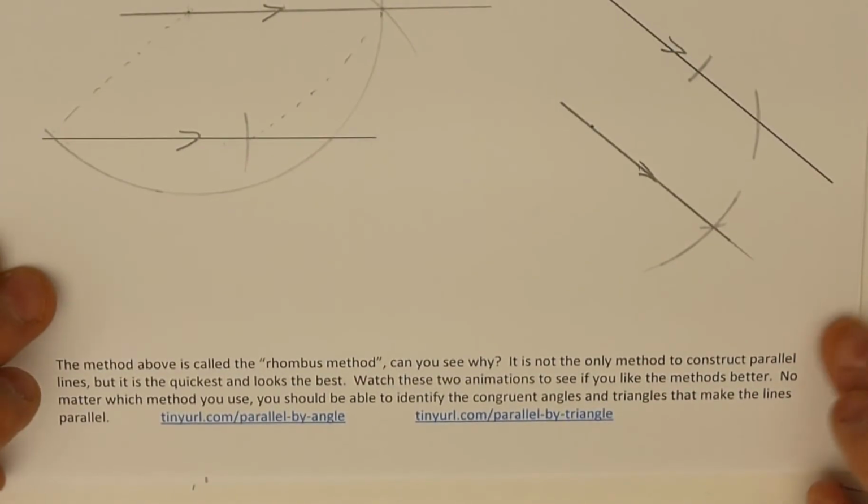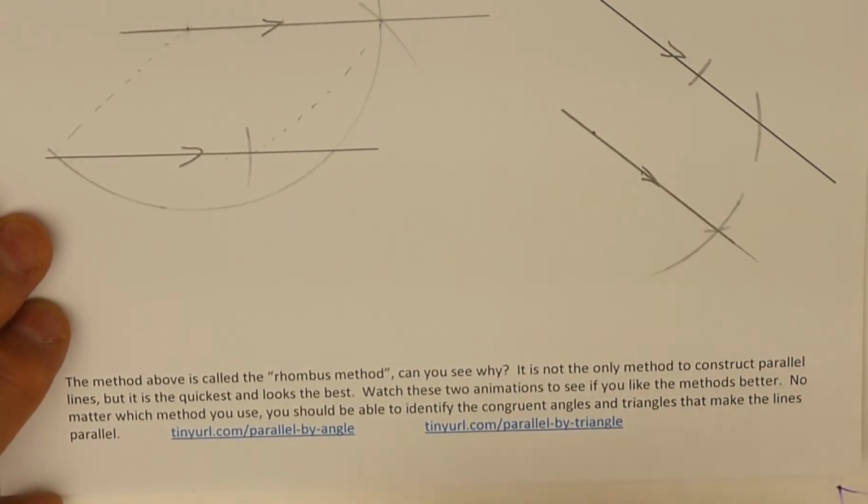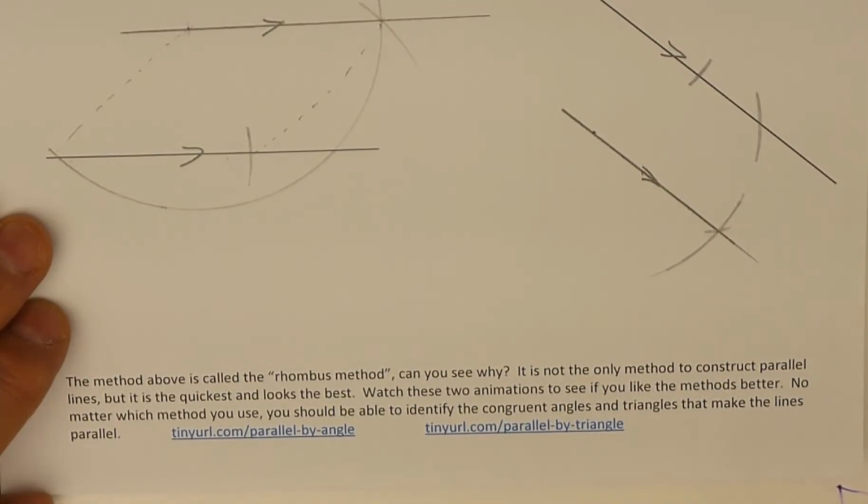Okay, again, that's called the rhombus method. If you want to look up some other methods, we can do a parallel by copying angles, and then parallel by copying triangles.